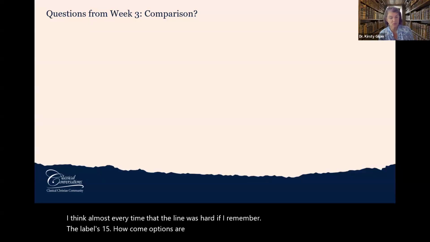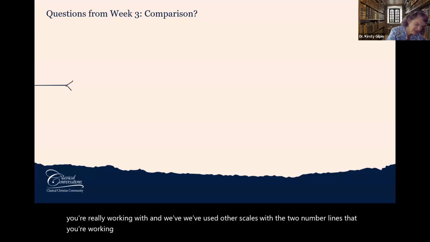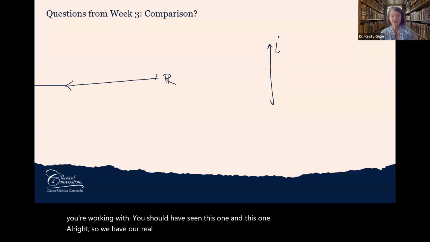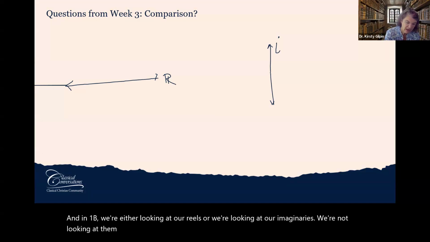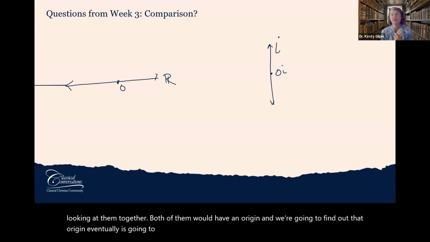So there are, yes. These are the 2 number lines that you're really working with. We've used other scales, but the 2 number lines that you're working with, you should have seen this one and this one. So we have our real numbers and our imaginary numbers. And in 1D, we're either looking at our reals or we're looking at our imaginaries. We're not looking at them together. Both of them would have an origin, and we're going to find out that eventually the origin is where the 2 intersect. But for now, we're looking at them separately.